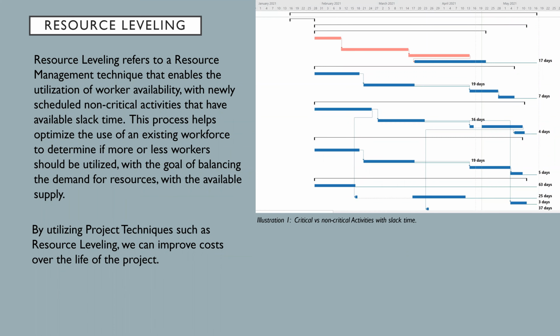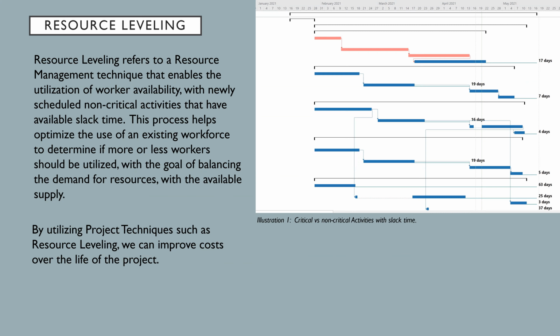Resource leveling refers to a resource management technique that enables the utilization of worker availability with newly scheduled non-critical activities that have available slack time. This process helps optimize the use of an existing workforce to determine if more or less workers should be utilized, with the goal of balancing the demand for resources with the available supply. By utilizing project techniques such as resource leveling, we can improve costs over the life of the project.